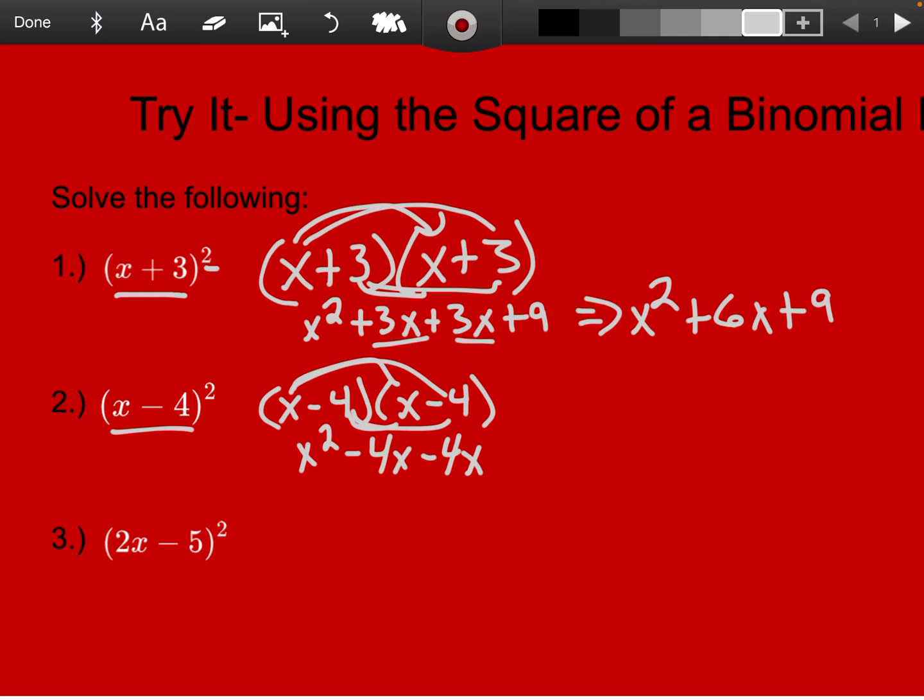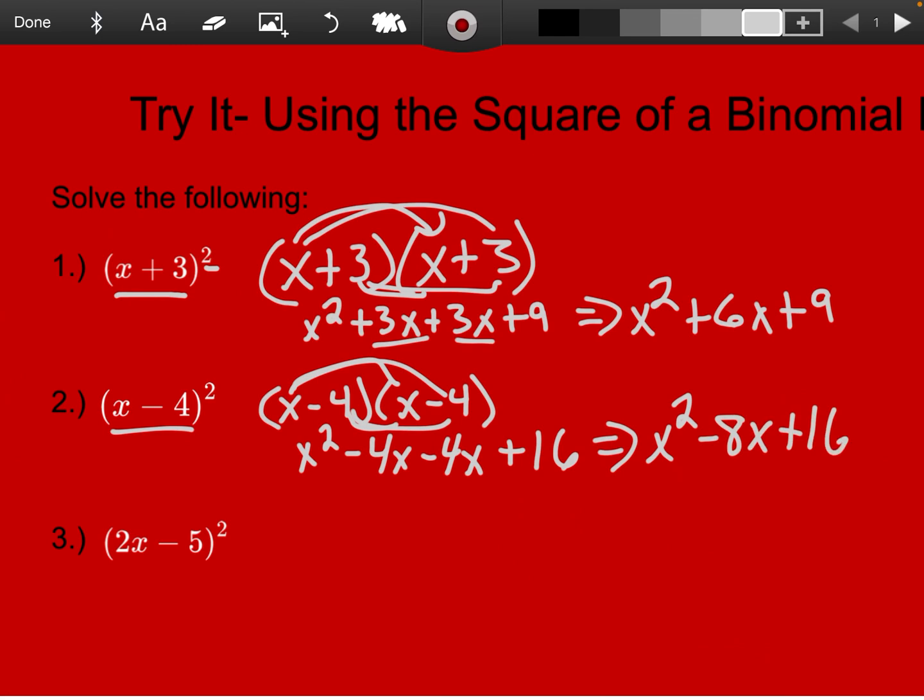Just remember that if it's a minus sign in there, it's like that second number is a negative. So negative times a negative is a positive. 4 times 4 is 16. And then we can combine our like terms. We get x squared minus 8x plus 16.